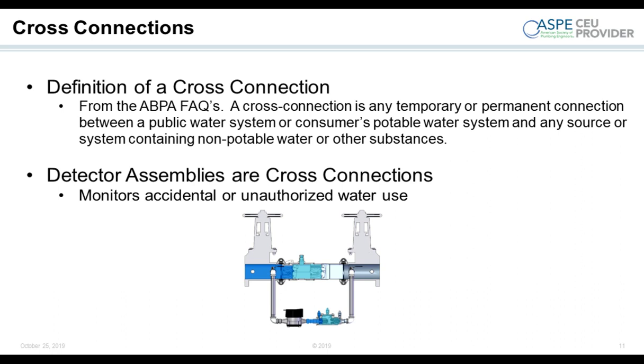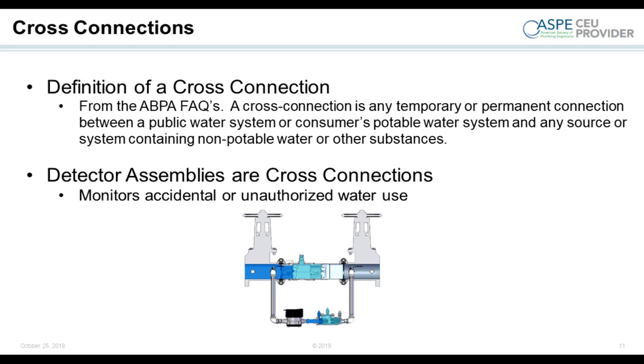So a couple more definitions. Definition of a cross connection. A cross connection is a temporary or permanent connection between a public water system or a consumer's potable water system and any source or system containing non-potable water or other substances. So a fire system is a permanent cross connection, right? It's a permanent connection that's been created between the public water system and a non-potable system, which is the stagnant water in the fire sprinkler.